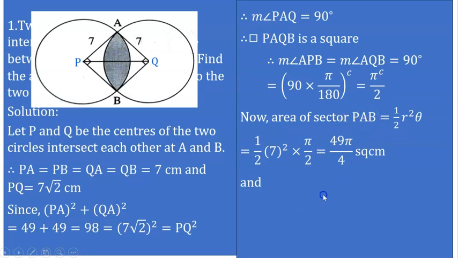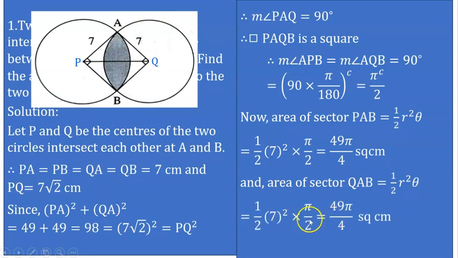Now next, area of sector QAB is equals to again 1 upon 2 r square into theta. Again the same thing is here, that is 1 upon 2, radius of the circle is 7, therefore 7 square into pi by 2. Then again you will get here 49 pi by 4 square centimeter. This is the area of the sector QAB.